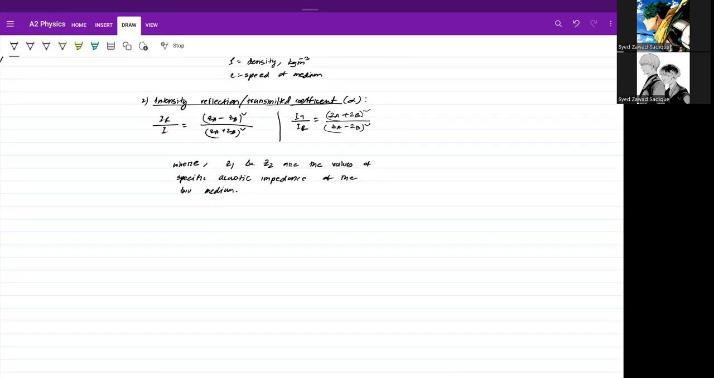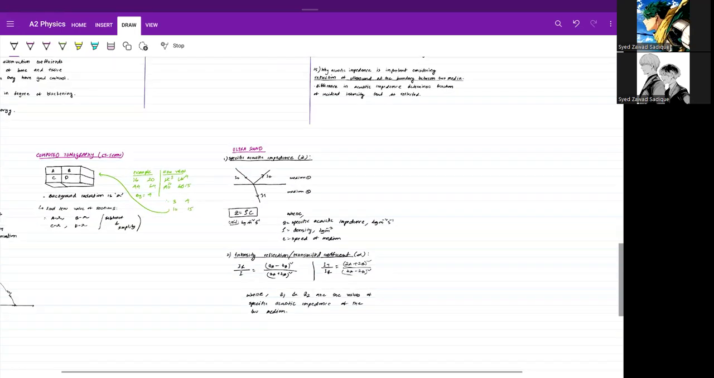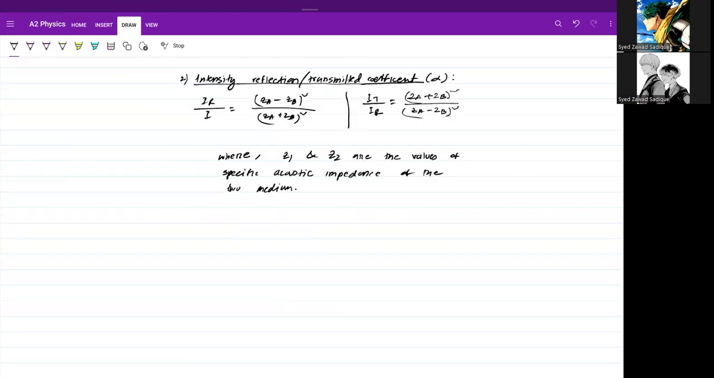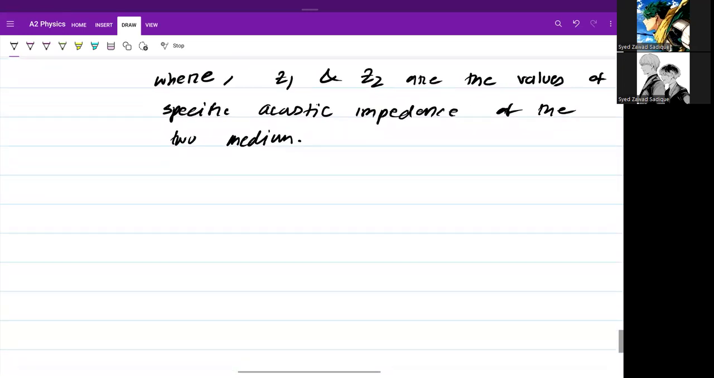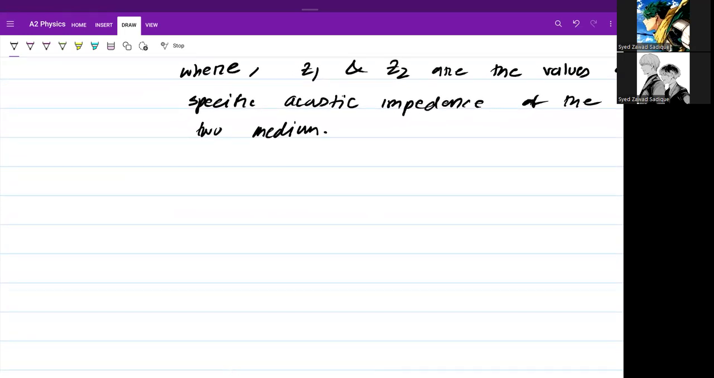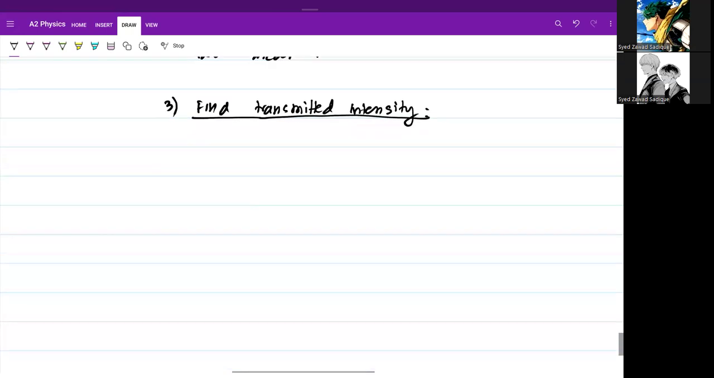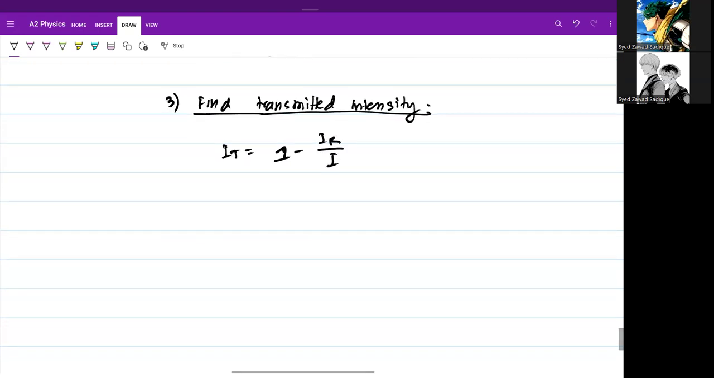Need more? Do I have to write? Or is this it? Oh, there is one more thing. Sometimes they tell you to find, it's number three, find transmitted intensity. It's very simple. IT equals 1 minus IR by I. That's it. So that's all, guys.